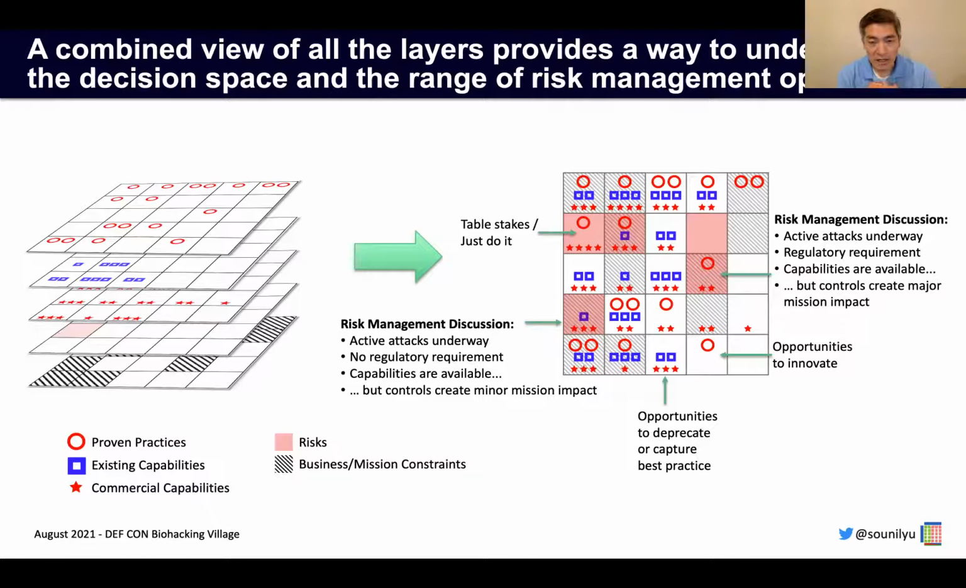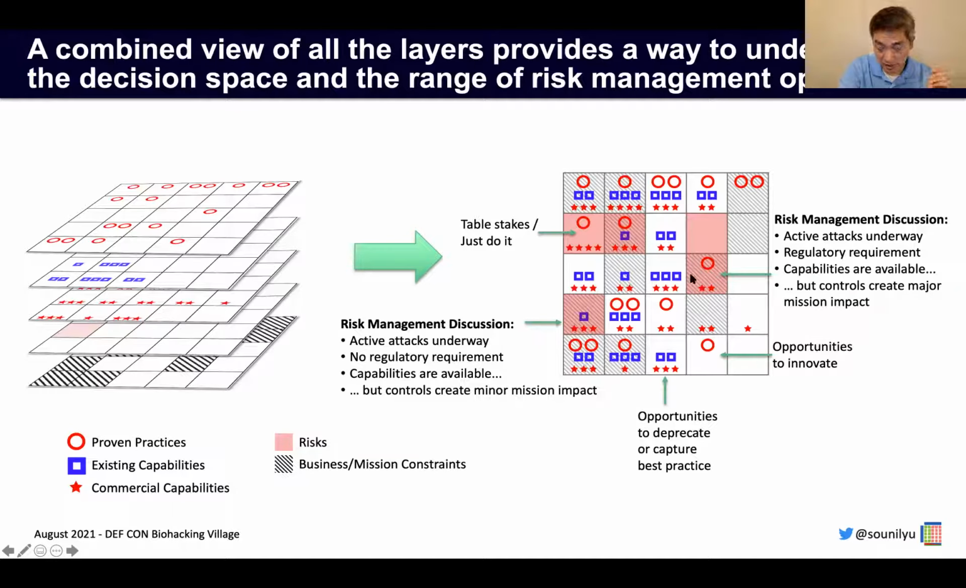So in combining these, we can then say there are a couple areas, for example, right here, where it may be just table stakes, a just-do-it sort of opportunity. So in this particular situation right here, we have a proven practice that we know we should implement. There are commercial capabilities available. There's an active risk issue here, but we just don't have any existing capabilities, and there are no business constraints that limit our ability to implement a control. So that will be a situation where we could just do it. There's nothing really stopping us.